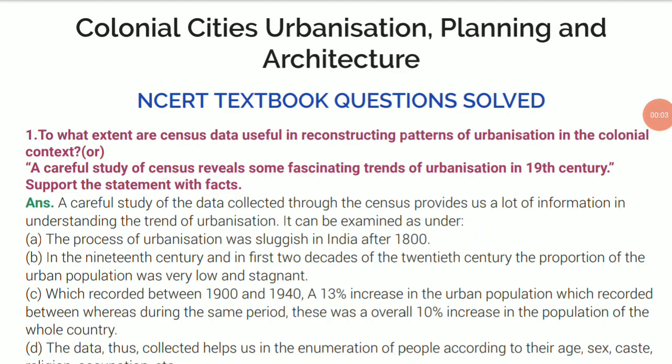So hello buddy, we have now the chapter Colonial Cities, Urbanization, Planning and Architecture, NCERT textbook. First question is, to what extent are census data useful in reconstructing patterns of urbanization in the colonial context? A careful study of census reveals some fascinating trends in urbanization in the 19th century. Support the statement with facts.